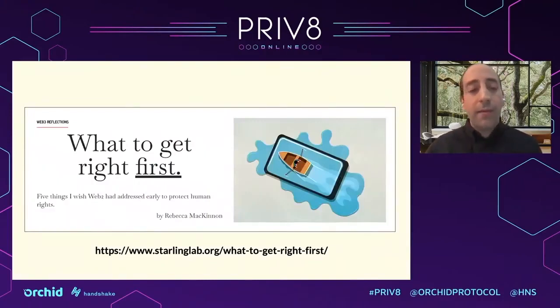And so we decided at the lab to take the panoply of issues here and try to create some ordering to them. If you go to starlinglab.org, what to get right first, we have a really incredible essay that was written by one of the foremost experts on human rights online. And she explains the types of things that we need to be keeping diligent about.